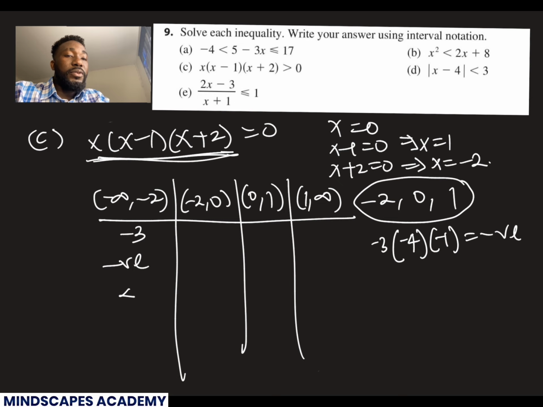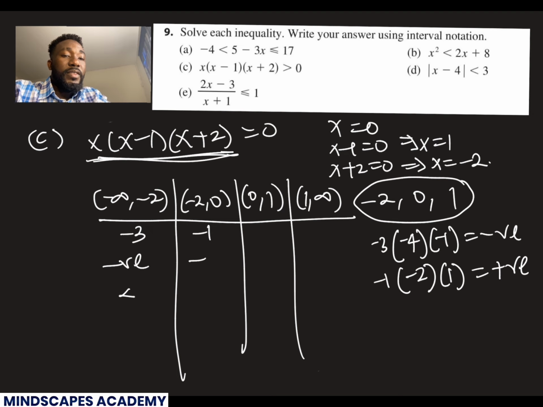Now, between -2 and 0, let me pick -1. So -1 is between -2 and 0. Now, that is -1 into -1 minus 1, that is -2. And -1 plus 2 will give me +1. -1 multiplied by -2 is +2, and +2 times +1 is positive. So I have positive, which is greater than 0.